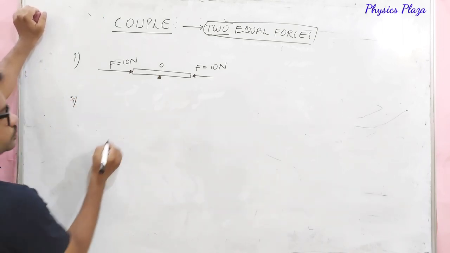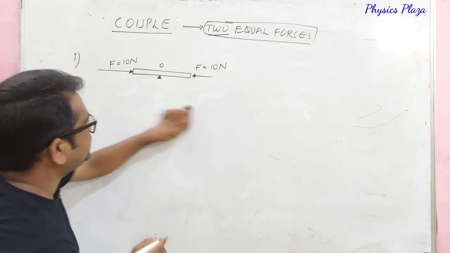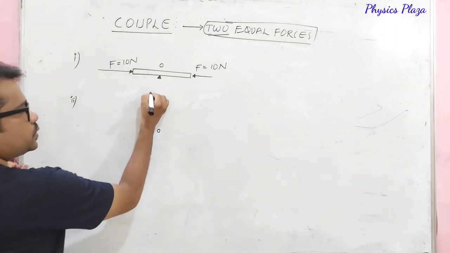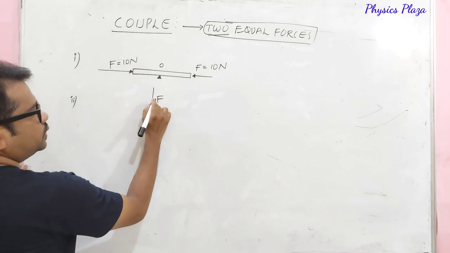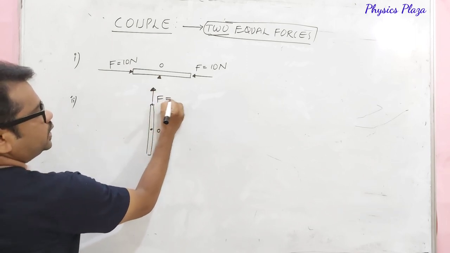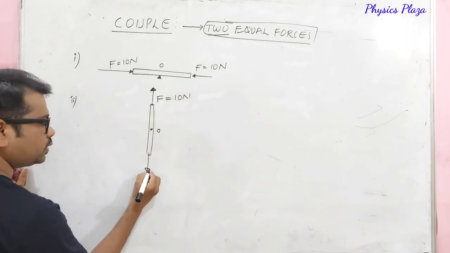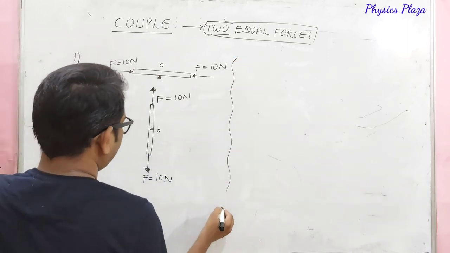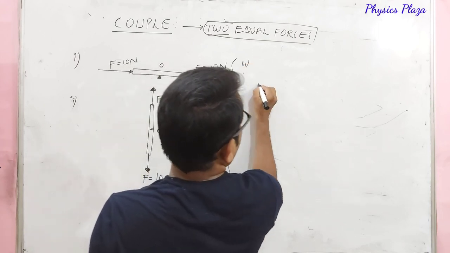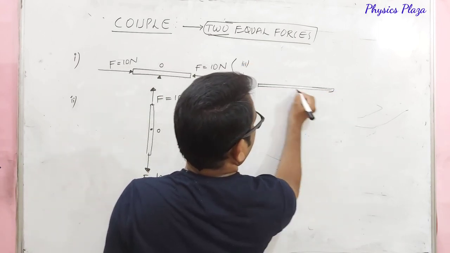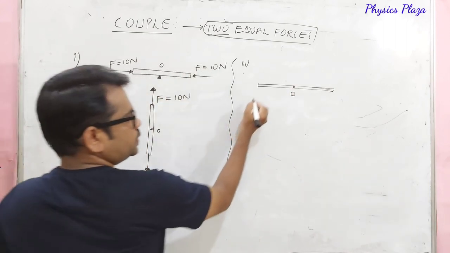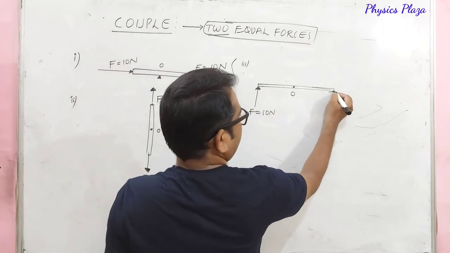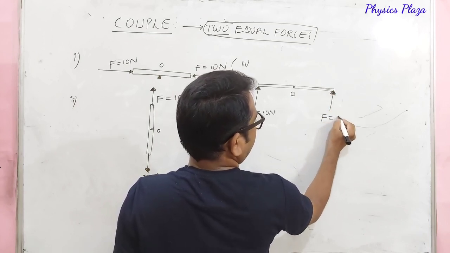Whereas in the second case, let us take a vertical body, pivoted at this point. Here the force is now acting in this direction, let us say 10 newton. Here also a 10 newton force is acting, let us say F. This is the second example. Let us take one more example: the same body pivoted at this point only. Here let us say F is equal to 10 newton force acting, and here also F is equal to 10 newton force acting.